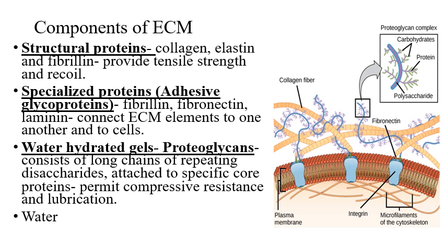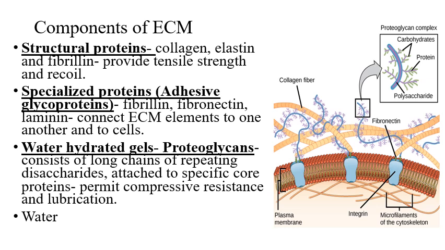The second type of protein involved in the extracellular matrix formation is adhesive glycoproteins, and it includes fibrillin, fibronectin and laminin. The main function of these adhesive glycoproteins is that they connect extracellular matrix elements to one another and also to the different cells.